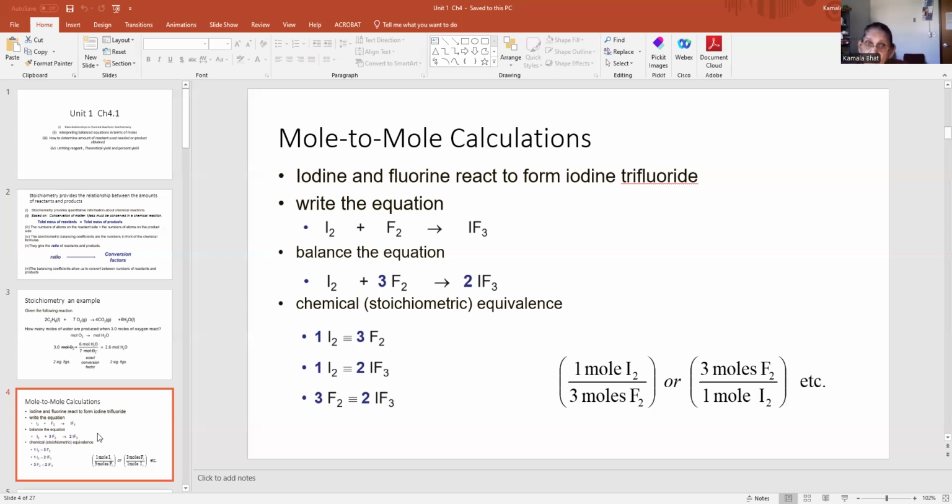Now, when we have this equation set up, then we know the conversion factor. So we see that 1 mole of iodine requires 3 moles of fluorine, or 3 moles of fluorine will require 1 mole of iodine, etc. And so you can correlate each of these mole equivalents. Therefore, for 2 moles of IF3, you will require 3 moles of F2. And if you have 2 moles of IF3, then you need 1 mole of iodine.